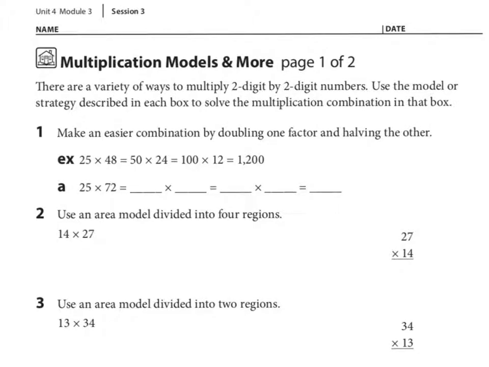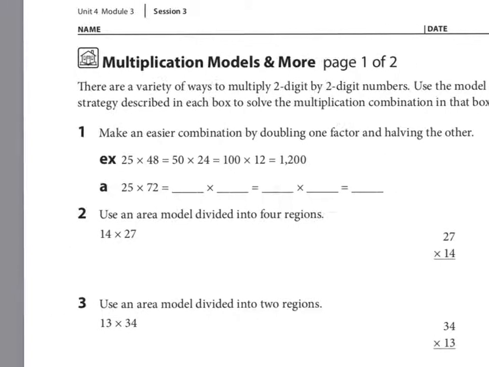Hi students, today we're going over Unit 4, Module 3, Session 3, Multiplication Models, and more. At the top it says, there are a variety of ways to multiply 2-digit by 2-digit numbers. Use the model or strategy described in each box to solve the multiplication combination in that box. So number 1 says, make an easier combination by doubling one factor and halving the other.